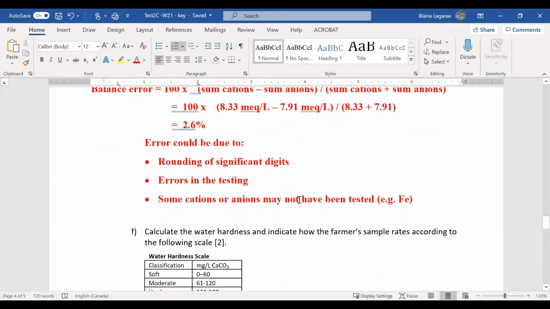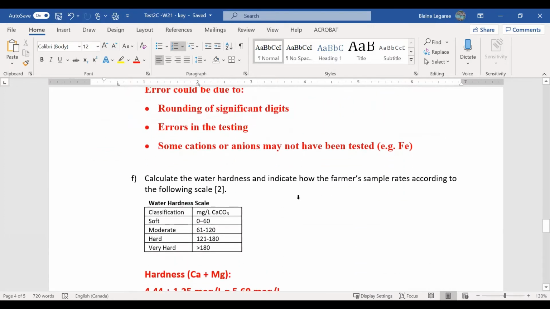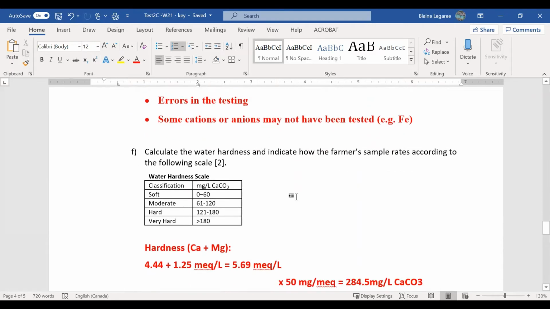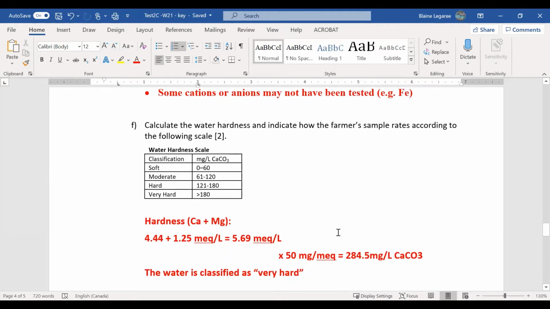Okay, F is calculating the hardness. So remember, hardness is calcium and magnesium. So you're adding up the calcium and magnesium, and then you're converting back to milligrams per liter calcium carbonate. So you can see here I'm adding up the calcium and magnesium. I get 5.69 milliequivalents per liter, multiplying by 50, and I get 284.5.